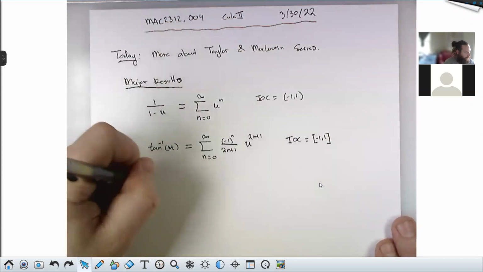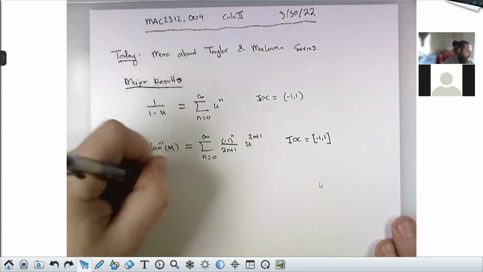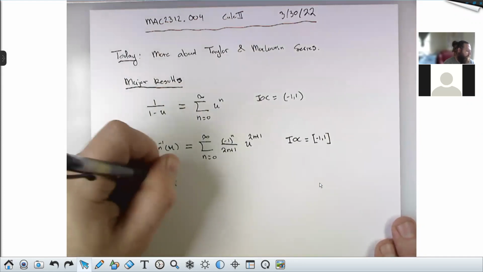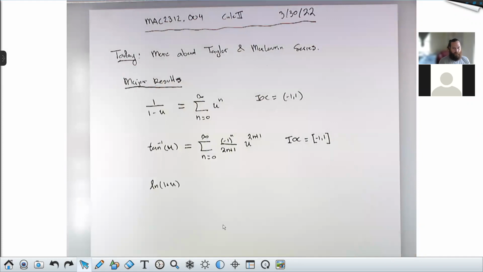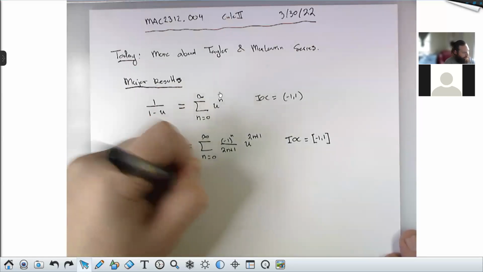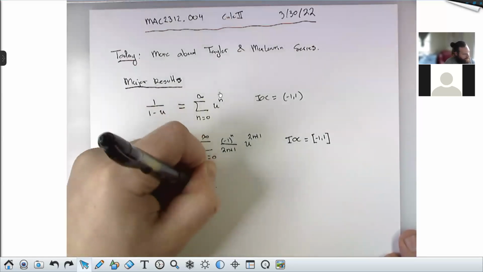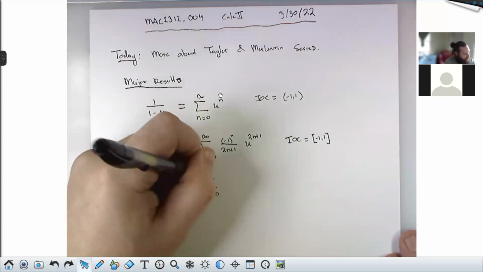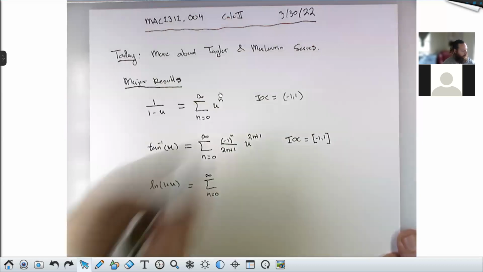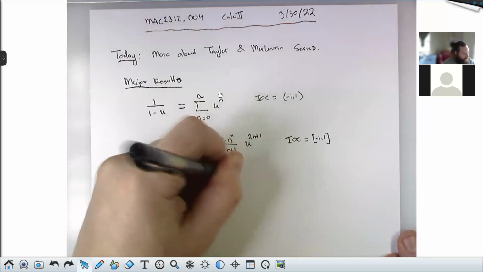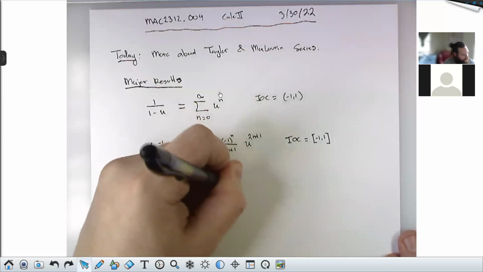We're also able to get a series for the natural log function in the form natural log of 1 plus u. And this guy is sort of an alternating harmonic-y thing. The version of this series that appears in your textbook starts at 1 rather than at 0 and has a slightly different form. I think it's easier to remember in the form I'm going to write it here, but either one you like.